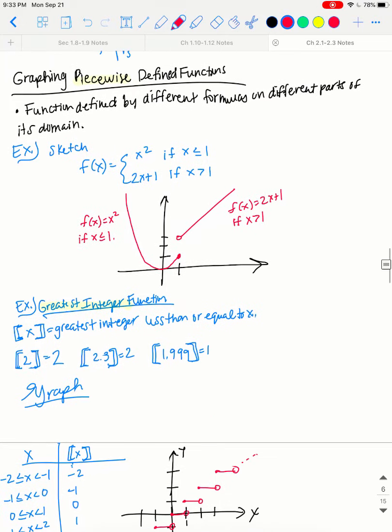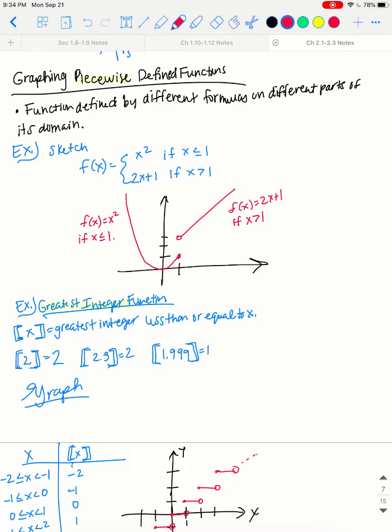Okay. So graphing piecewise defined functions. A function defined by different formulas on different parts of its domain is what's called piecewise. In previous videos, we've seen piecewise functions and evaluated them, but now we're going to graph them. So we want to sketch x squared if x is less than or equal to 1, and 2x plus 1 if x is greater than 1.